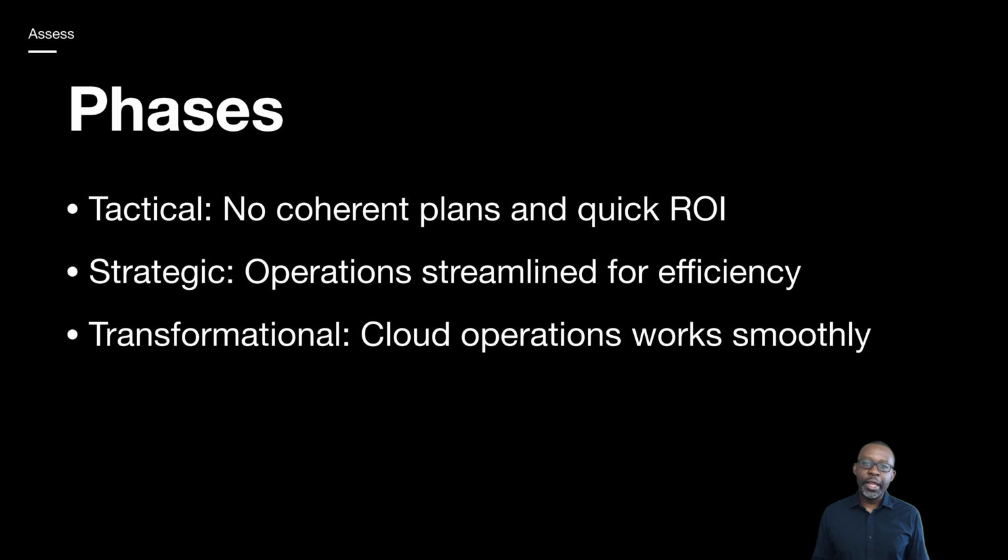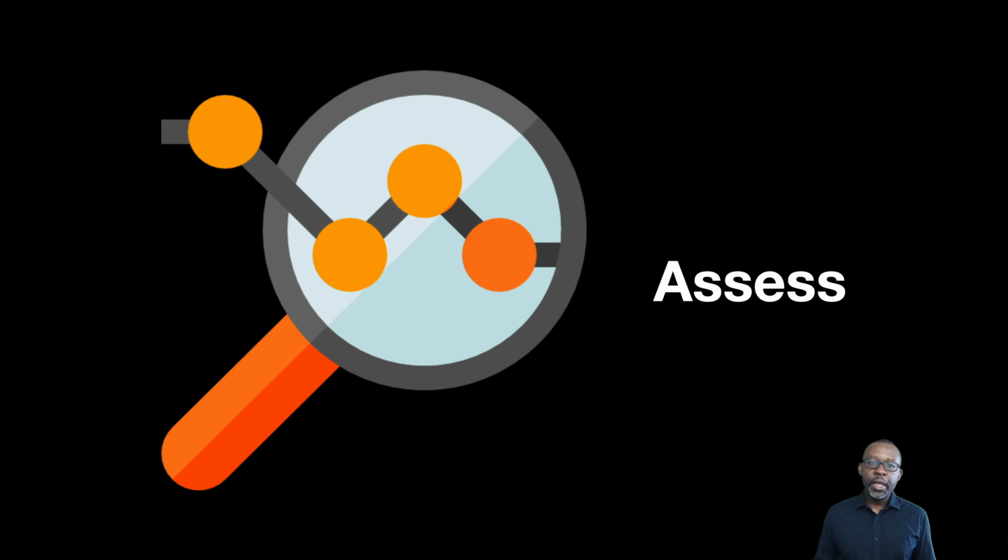The most mature organizations are in the transformational phase. These organizations are interested in adopting the most advanced cloud services, such as machine learning, in order to fundamentally transform their organizations. This concludes our discussion on the assess phase.